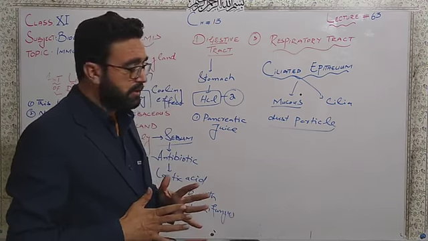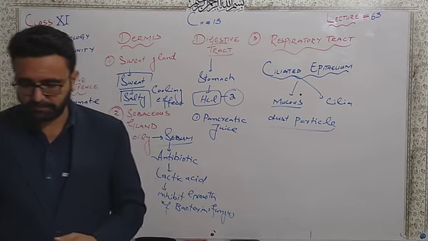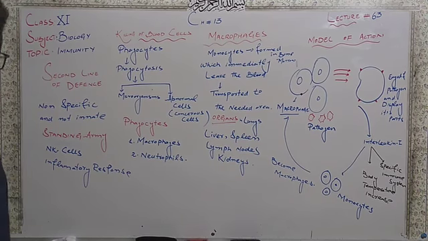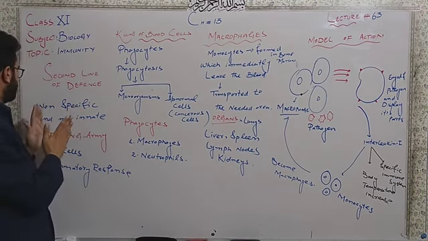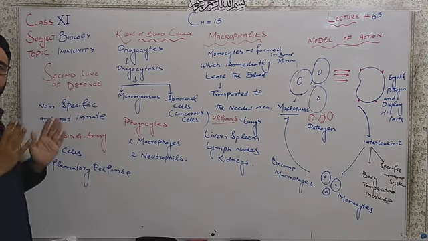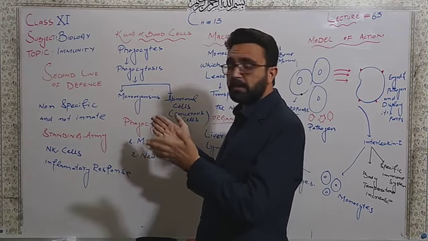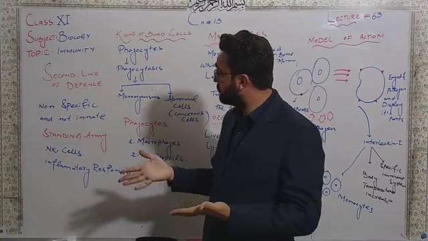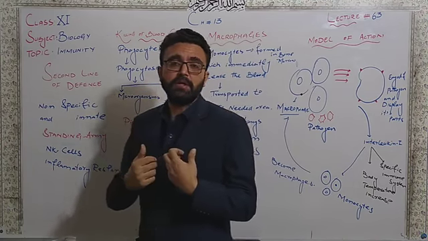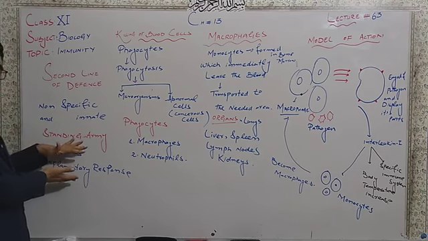Now, dear students, this is all about the first line of defense. We will move towards the second line of defense. Dear students, now let's start the second line of defense. It is also a non-specific type of defense system. It's not specific for one pathogen, but this is for all pathogens. It is innate, that we inherit. And we have a standing army of natural killer cells and some inflammatory responses.